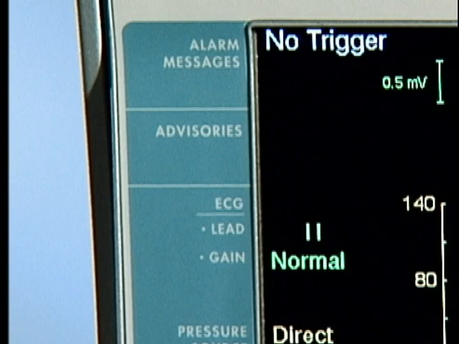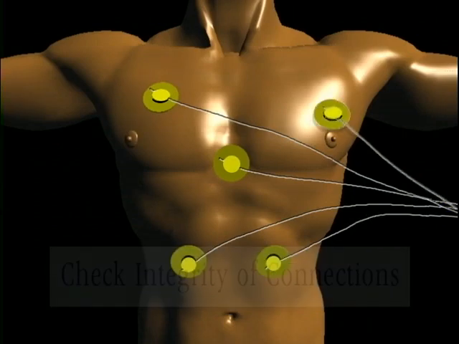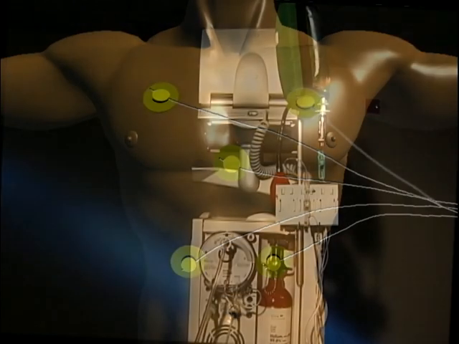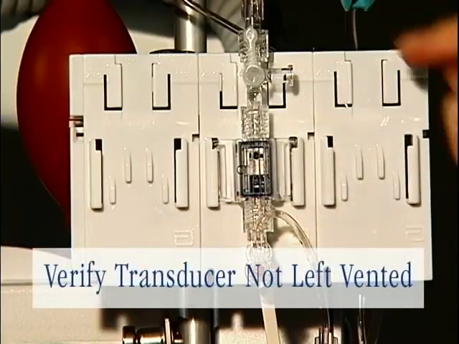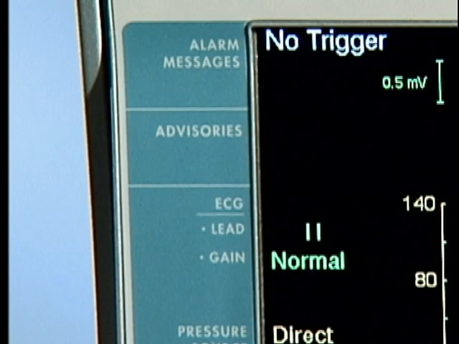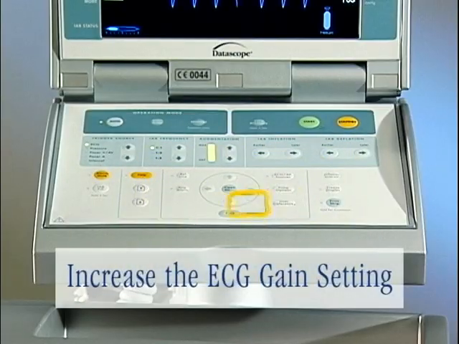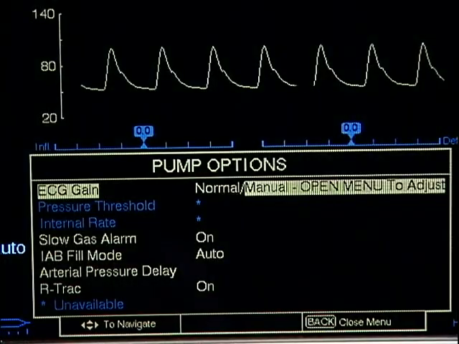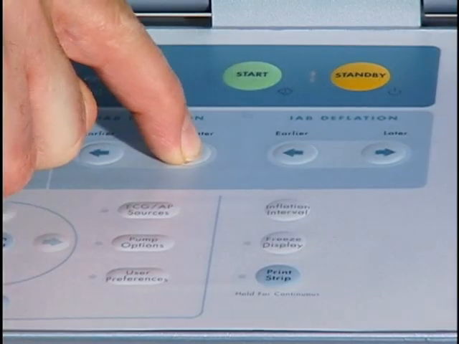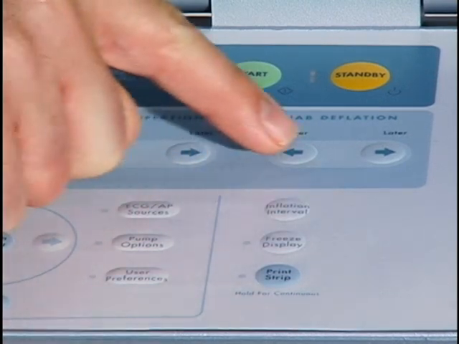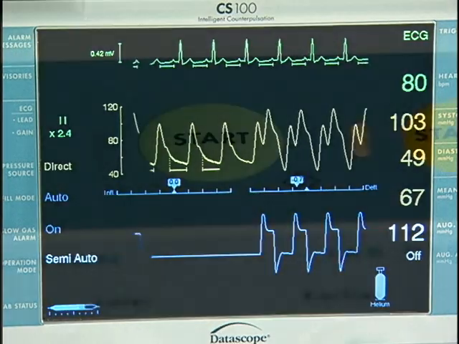If a no trigger alarm is sounded, the operator should reattach or reposition the electrode and check the integrity of all cable and lead connections. Attempt to restore AP pulse height by flushing the circuit and verify the transducer was not left vented. If the alarm condition persists, switch operation mode to semi-auto and increase the ECG gain setting in the Pump Options menu here. Finally, use IAB inflation and IAB deflation controls to manually adjust timing if necessary and resume pumping by pressing the Start key.